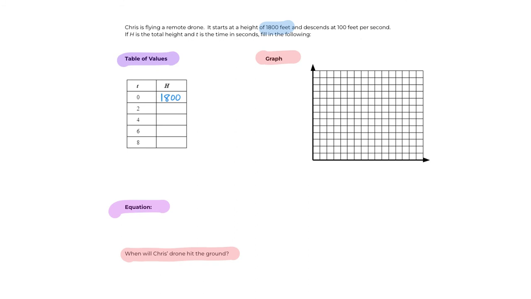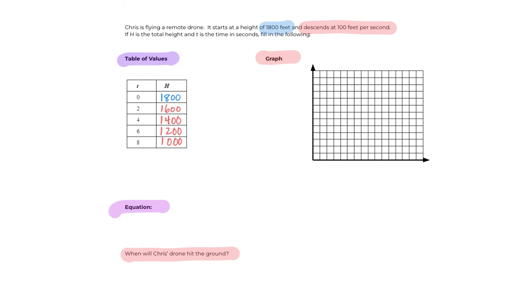If I am descending, going down at 100 feet per second, then if I look at my table, I notice that my next point is at 2 seconds, so I must have gone down 200 feet. If I go down 200 feet, there's a 1,600. And if I follow the pattern in my table, another 2 seconds go by, so I go down another 200, another 2 seconds, down another 200, another 2 seconds, and there is our pattern.